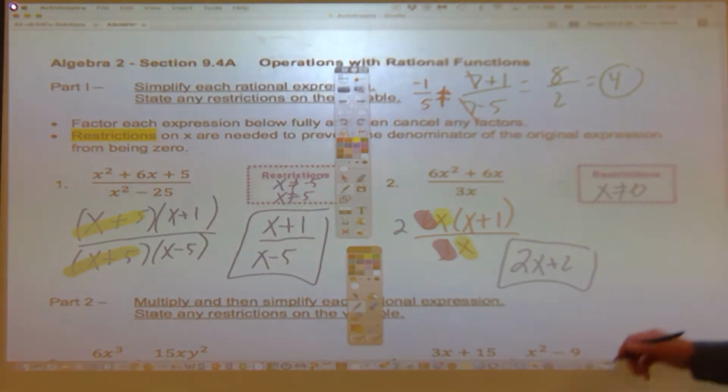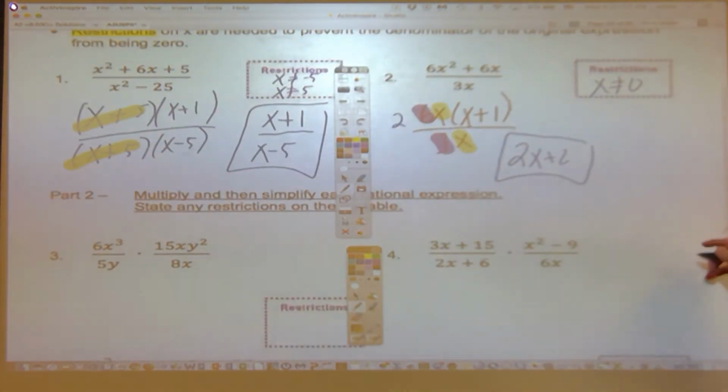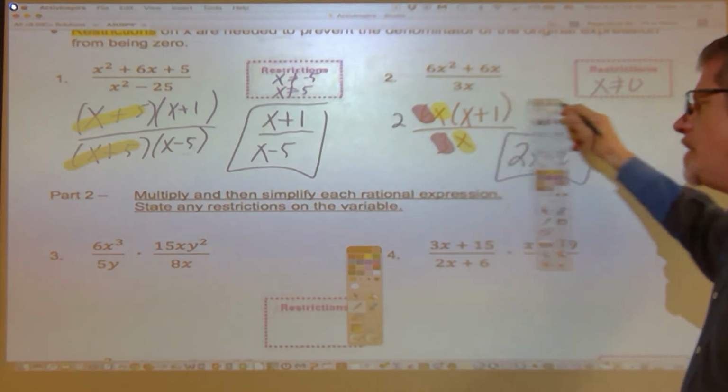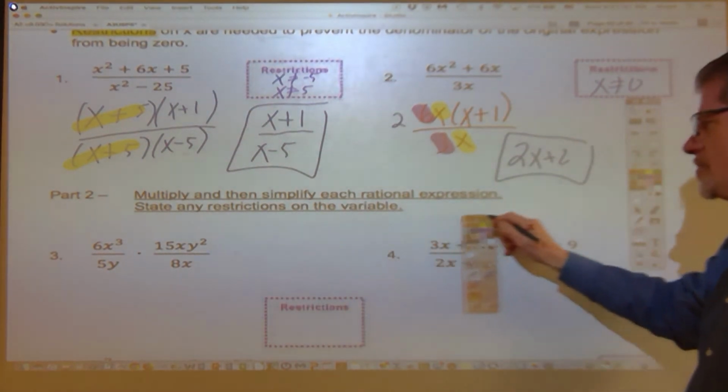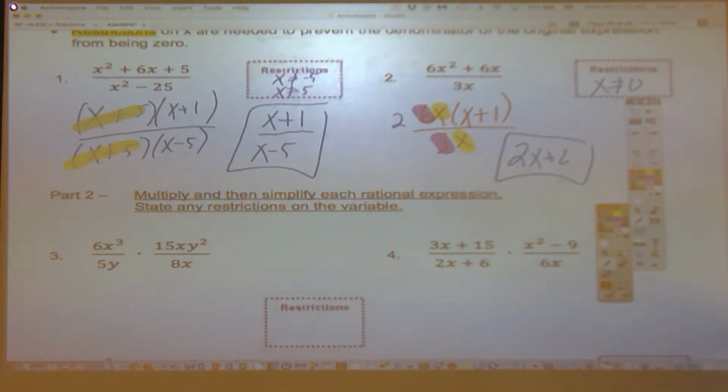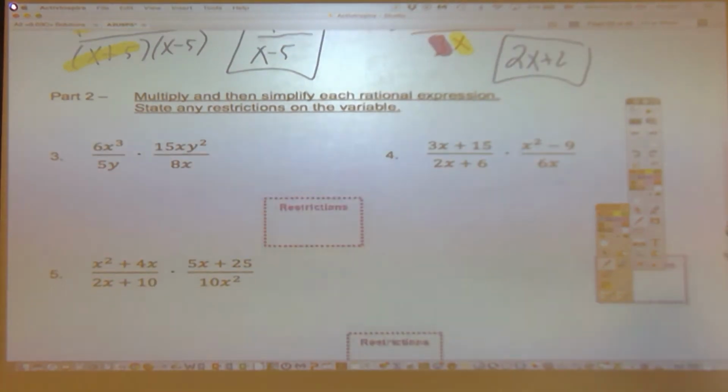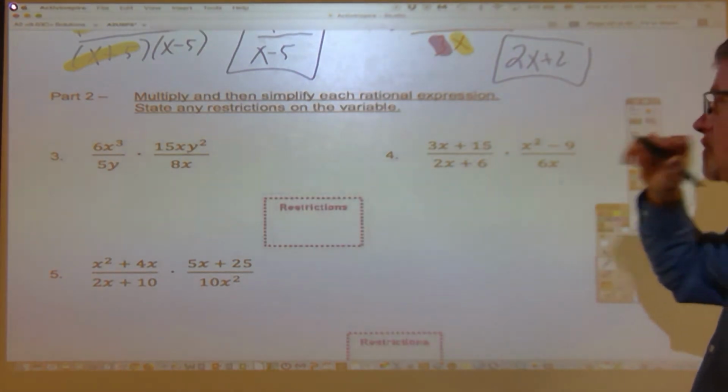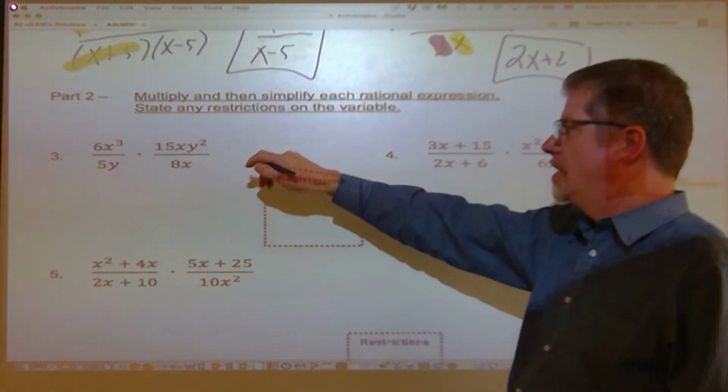All right. Now we're moving on to part 2, where the directions read: multiply and then simplify each rational expression, and state any restriction on the variable. All right, so I guess we can just see what happens when we follow the directions.